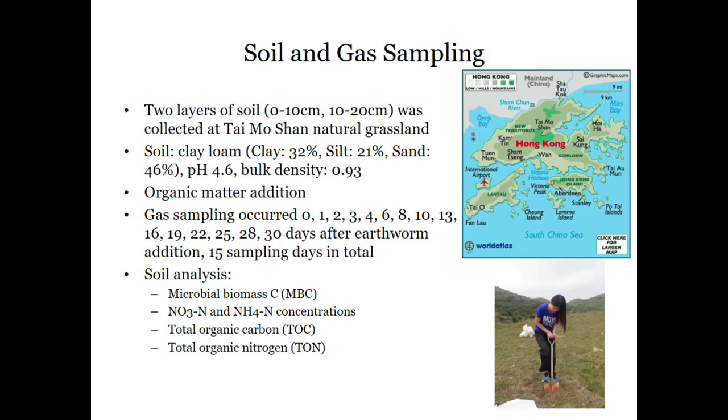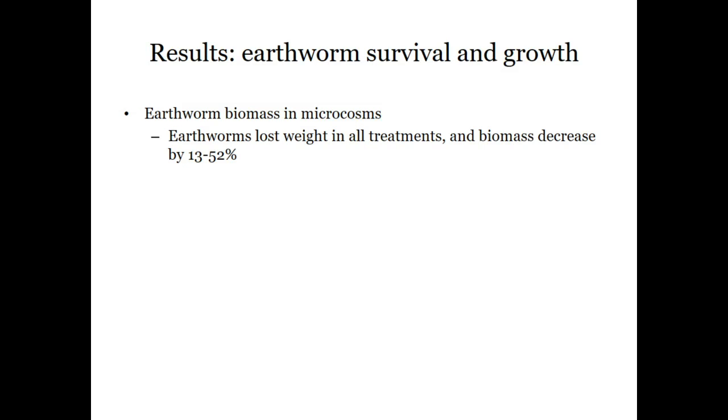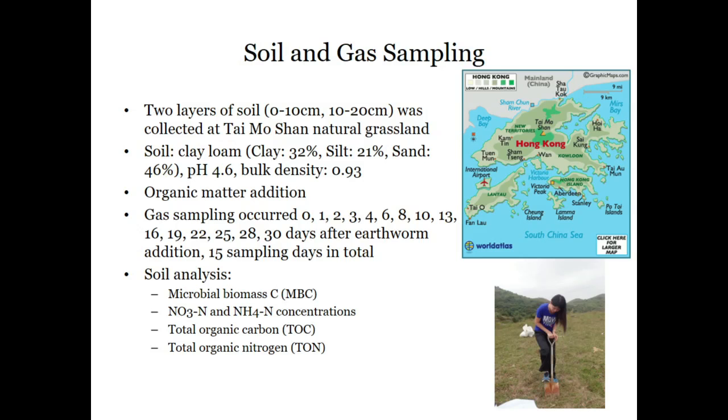The soil was collected at Tai Mo Shan Natural Grassland, which is on the map. This is the highest point of Hong Kong. The soil type is clay loam. It's an acidic soil with a bulk density of 0.93, so it's quite compacted. And gas sampling was done over 15 sample days in total.